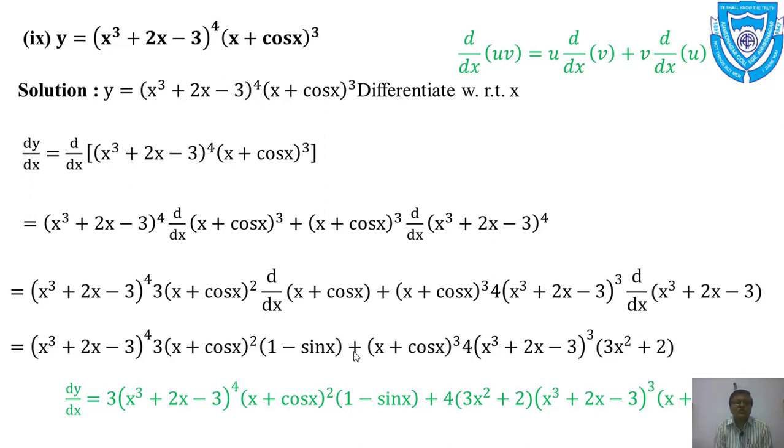So as per product rule, we keep our first function as it is. So I have kept that x cube plus 2x minus 3 raised to 4 as it is into derivative of x plus cos x raised to 3 plus x plus cos x raised to 3, second function, as it is into derivative of first function. Now we differentiate them. You can read their derivatives and simplify. Here is the final answer. You can read those intermediate steps and see how the derivative is obtained.